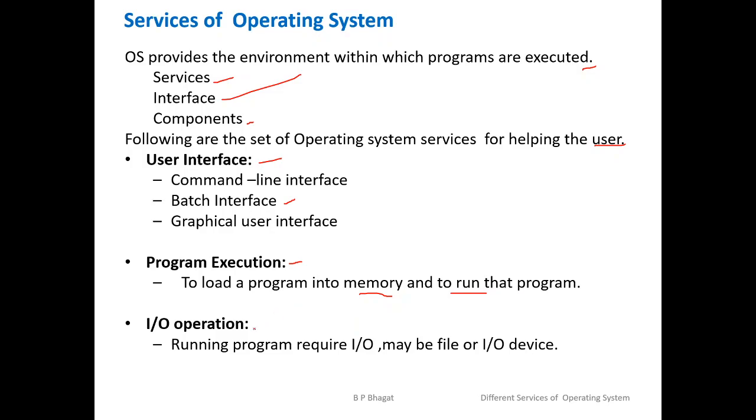The third service provided by operating system is I/O operation. A running program may require I/O, that is the input and output devices. It may be a file or the devices. Now, say for example, we want to record any particular audio or video. We need devices like the CD or DVD or any other device. So, therefore, the operating system must provide a means to do the I/O related activities or work.